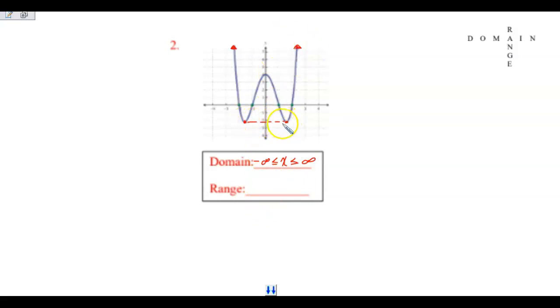My y, or my range, the lowest point that's showing is what? It's -2. Yeah, that's -2. So because it's a definite end, where those are like solid points, and it's at -2, y is going to be greater than or equal to -2.